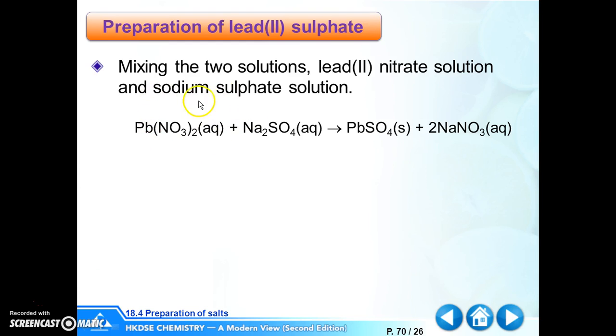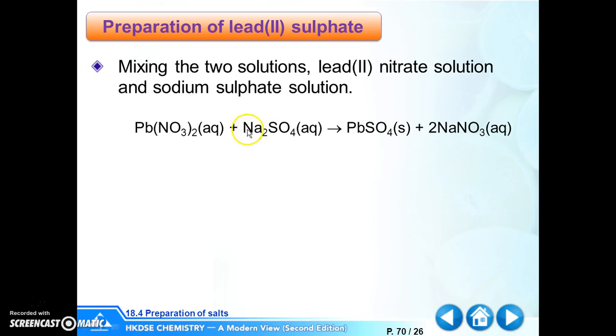So let's look at an example in your notes. As we want to produce lead-2 sulfate, which is an insoluble salt, then we need to find two solutions. One of them containing the cation, another containing the anion. Right? Then when we mix them, the cation and the anion can move in the solution randomly. At last, when they match, they would form a strong ionic bond that cannot be separated by the water molecules. So that's why it becomes solid, and this is a chemical change.